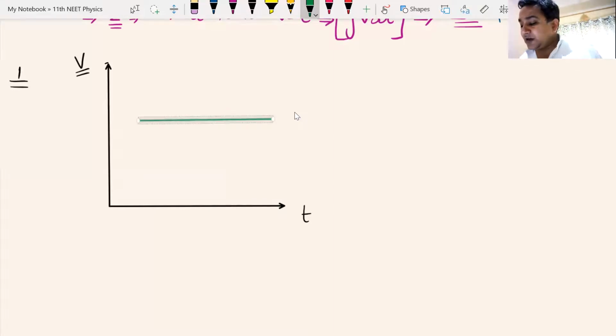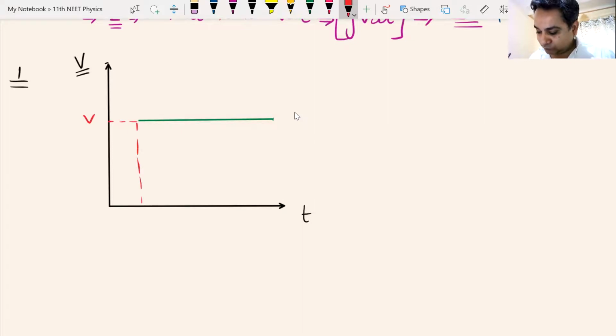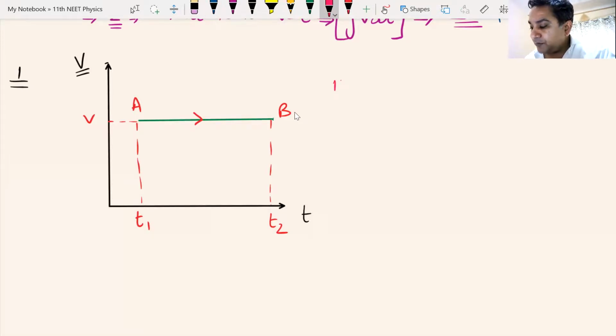The simplest possible graph would be a straight line which is parallel to the x-axis. That is the simplest possible graph. And I've plotted some things: T1, T2, initial position is A, final position is B, and the particle is moving from A to B. Now let us summarize the main points from this graph. What are the main points that we can see from this graph? Point number one.